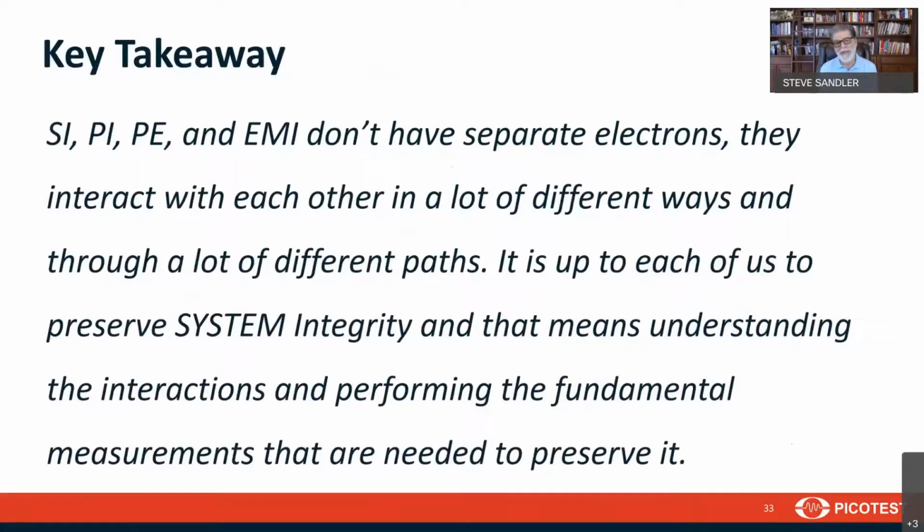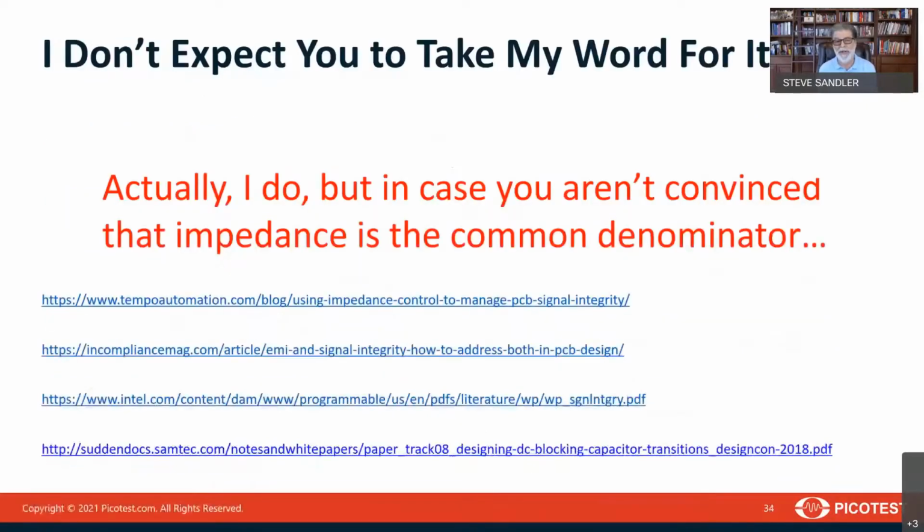The key takeaway, if there is one, is that SI, PI, PE, and EMI don't really have separate electrons. There isn't some gatekeeper at a checkpoint that says, all right, let me see your paper. Are you an SI or a PI? All right, you go in the left lane, you go in the right lane. It doesn't work like that. All the electrons are the same. We give them names like SI, PI, and PE to make it easy for ourselves, not to make it easy for the electrons. The electrons know exactly what they're doing and where they're going. Our job is to try to figure it out, but they already know.